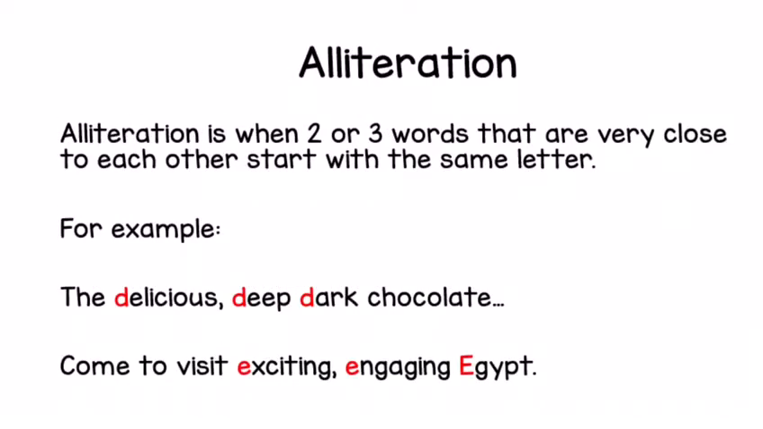Alliteration. Alliteration is when 2 or 3 words that are very close to each other start with the same letter. So for example, the delicious, deep, dark chocolate. Or come to visit exciting, engaging Egypt.